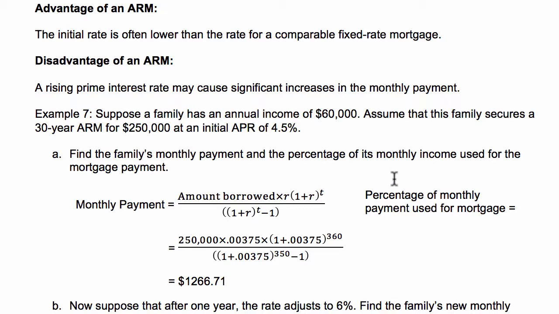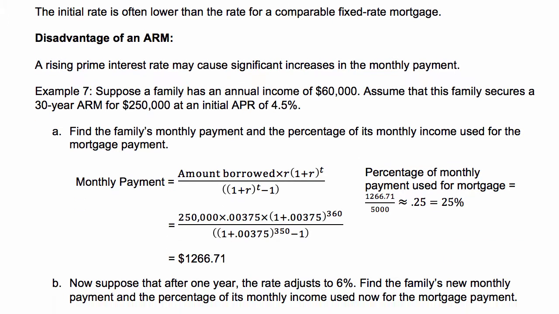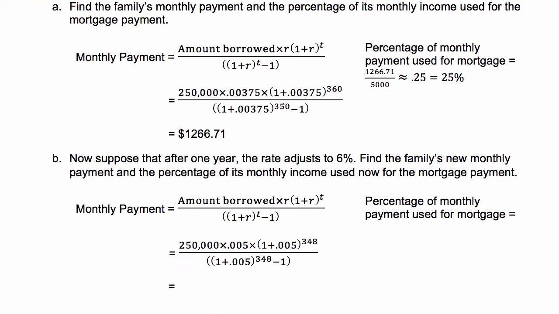Thus, the percentage of the monthly payment used for mortgage is equal to $1,266.71 divided by their monthly income of $5,000. This is approximately 0.25 or 25%. Now, suppose after 1 year, the rate adjusts to 6%. Find the family's new monthly payment and the percentage of its monthly income used now for the mortgage payment.